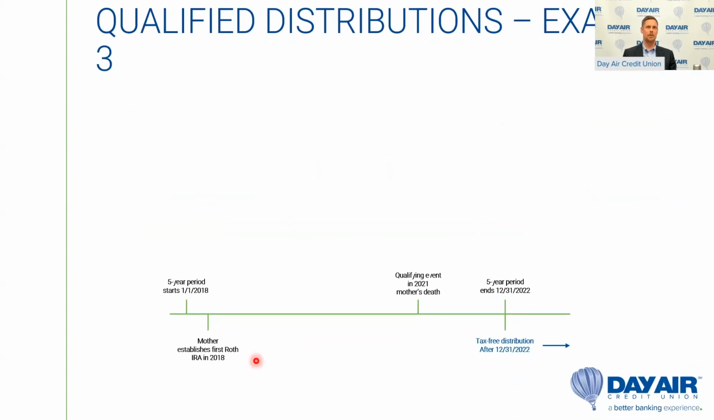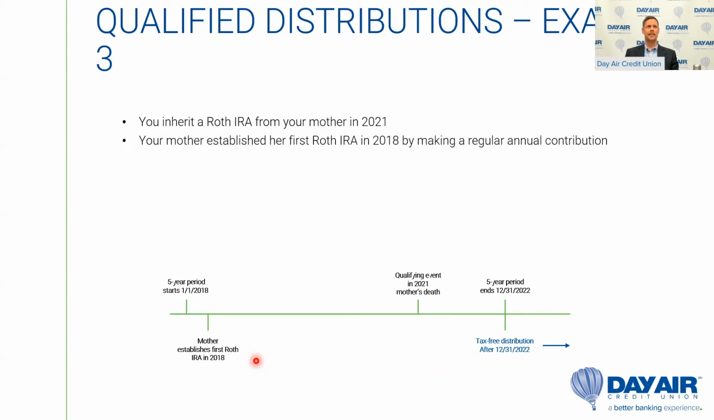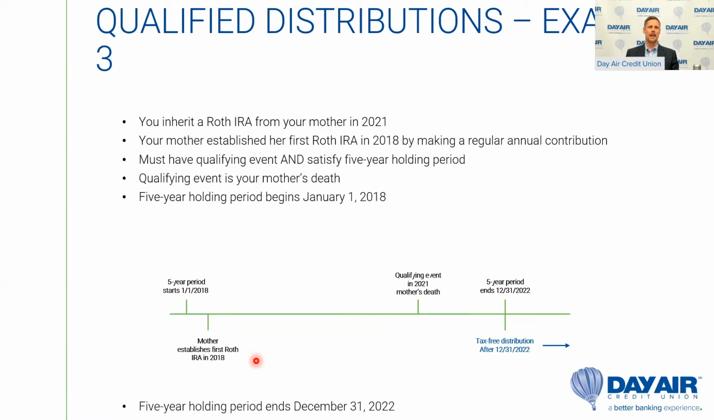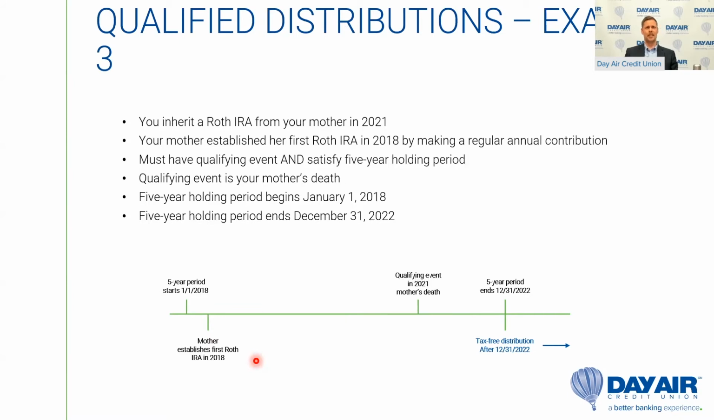Let's look at example 3. You inherit a Roth IRA, and this was established in 2018, but the 5-year holding period has not been met yet. So let's take a look at how this works. So the Roth IRA was established in 2018, and then 3 years later, your mother passed away in this example.